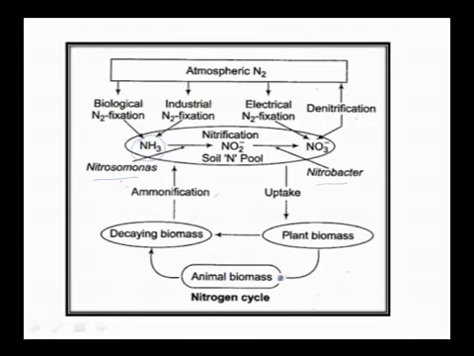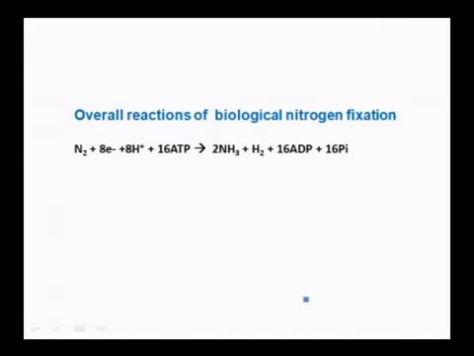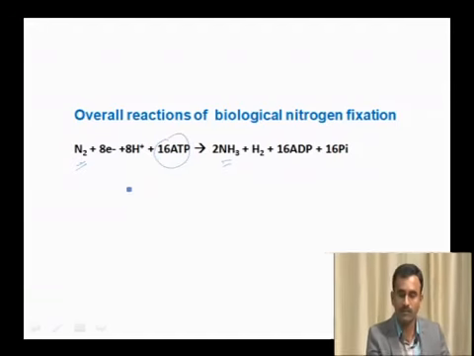This cyclic movement of nitrogen, conversion of atmospheric nitrogen into ammonia, ammonia into nitrates which can be absorbed by the plants, and from the plants nitrogen released into the atmosphere in the form of ammonia, a process called ammonification. This cyclic movement is called the nitrogen cycle. This is the overall reaction of biological nitrogen fixation, in which one molecule of nitrogen is converted into 2 molecules of ammonia by using 16 molecules of ATP.